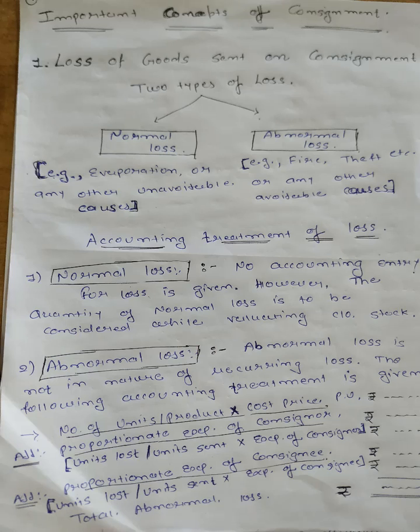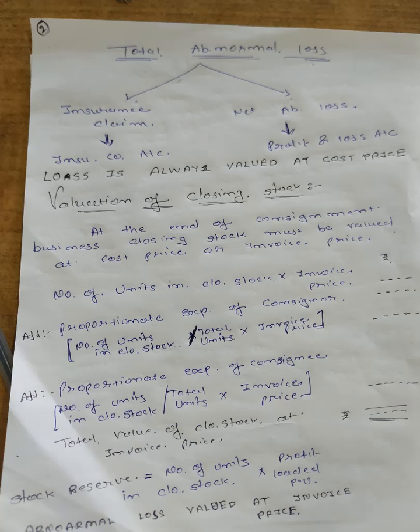So once you find out the total abnormal loss by adding these two proportionate expenses of consignor and consignee, further, if insurance is taken and the claim is accepted by the company, the amount of the claim is deducted from the total abnormal loss, and you find out the net abnormal loss.